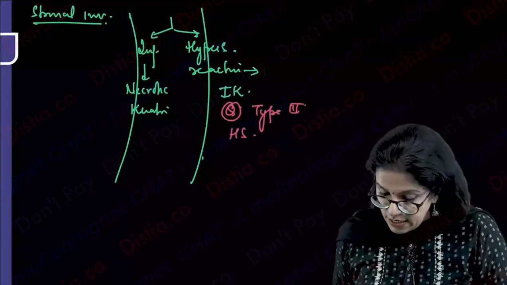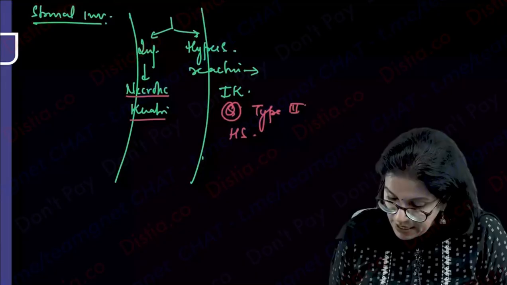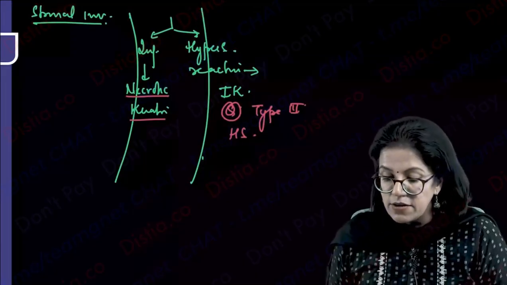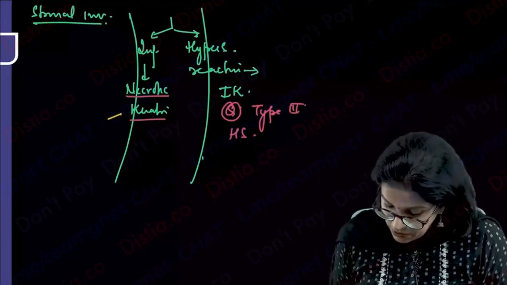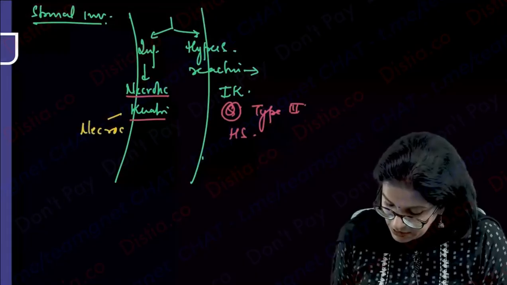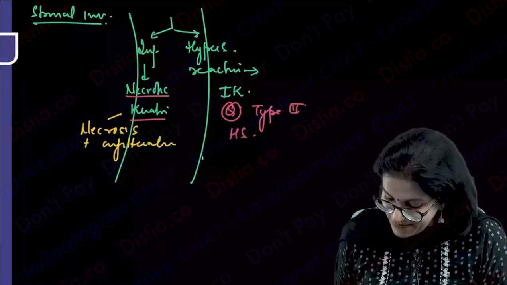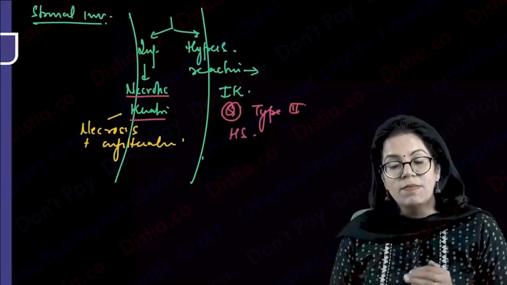Okay. So necrotic keratitis, how will it present? Keep in mind there is going to be necrosis, infiltration, edema, right? So you are going to get all this. Necrosis and infiltration. Just remember this. This is your stromal involvement. Correct? Okay. Then third is your endothelium.